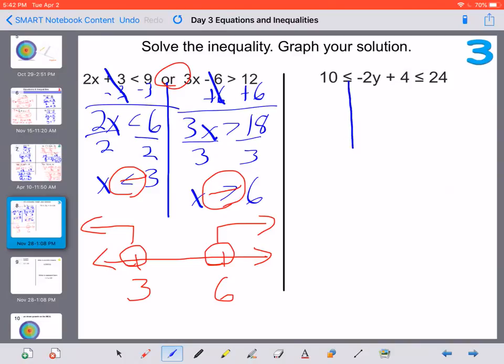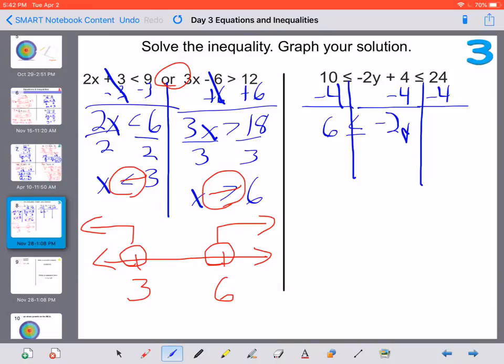Here we're going to make two lines down, because we have to figure out what's in the middle first. Now the first thing we got to do is subtract the 4. When we subtract 4 from the middle, we also have to subtract 4 from the outsides. So 10 minus 4, well, that gives us 6, which is less than or equal to negative 2y is now the only thing in the middle. 24 minus 4 is less than or equal to 20.